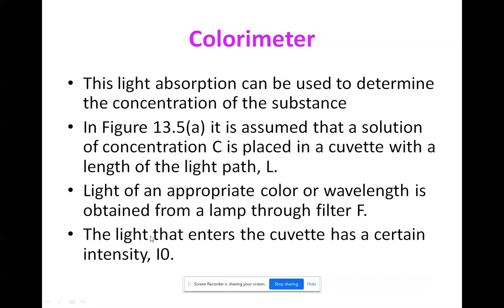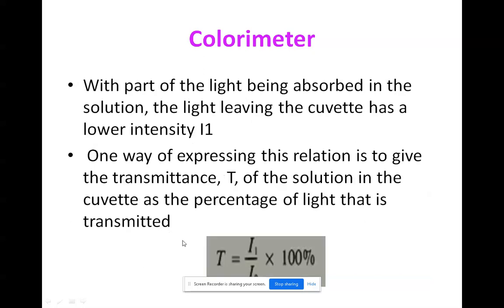The light enters the cuvette. In the cuvette you have the solution or blood, and you pass the light transmitted from the lamp through the filter. It enters the cuvette with a certain intensity, I0. With part of the light being absorbed in the solution, the light leaving the cuvette has a lower intensity, I1. This is I0, this is I1.